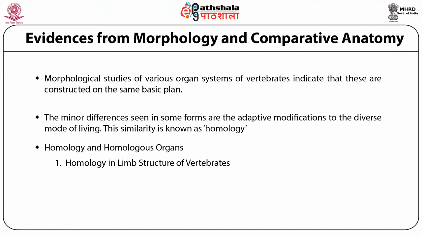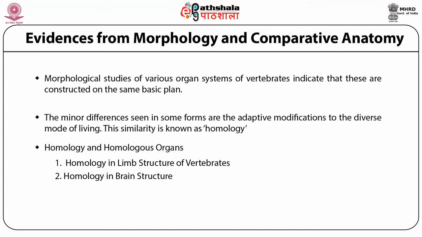Homology is seen in every organ system from fishes to man, like homology in the limb structure of vertebrates and homology in the brain structure. When we discuss homology in the limb structure of vertebrates, the modifications include shortening or lengthening of bone, variation in shape, and reduction in the number of bones or fusion of bones in accordance with the function. From the study of the four limbs of various animals, it becomes evident that these vertebrates must have had a common ancestor with a prototype of four limbs.